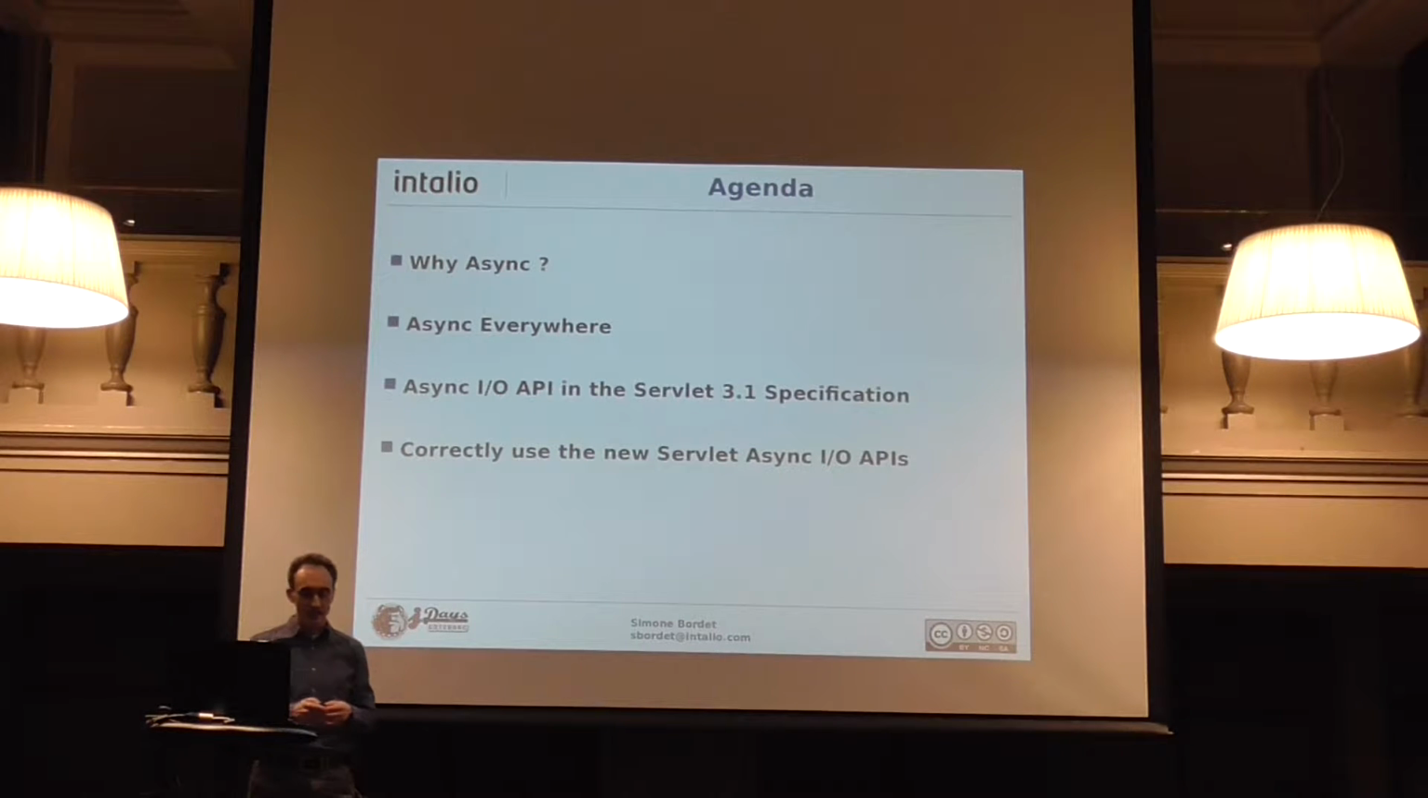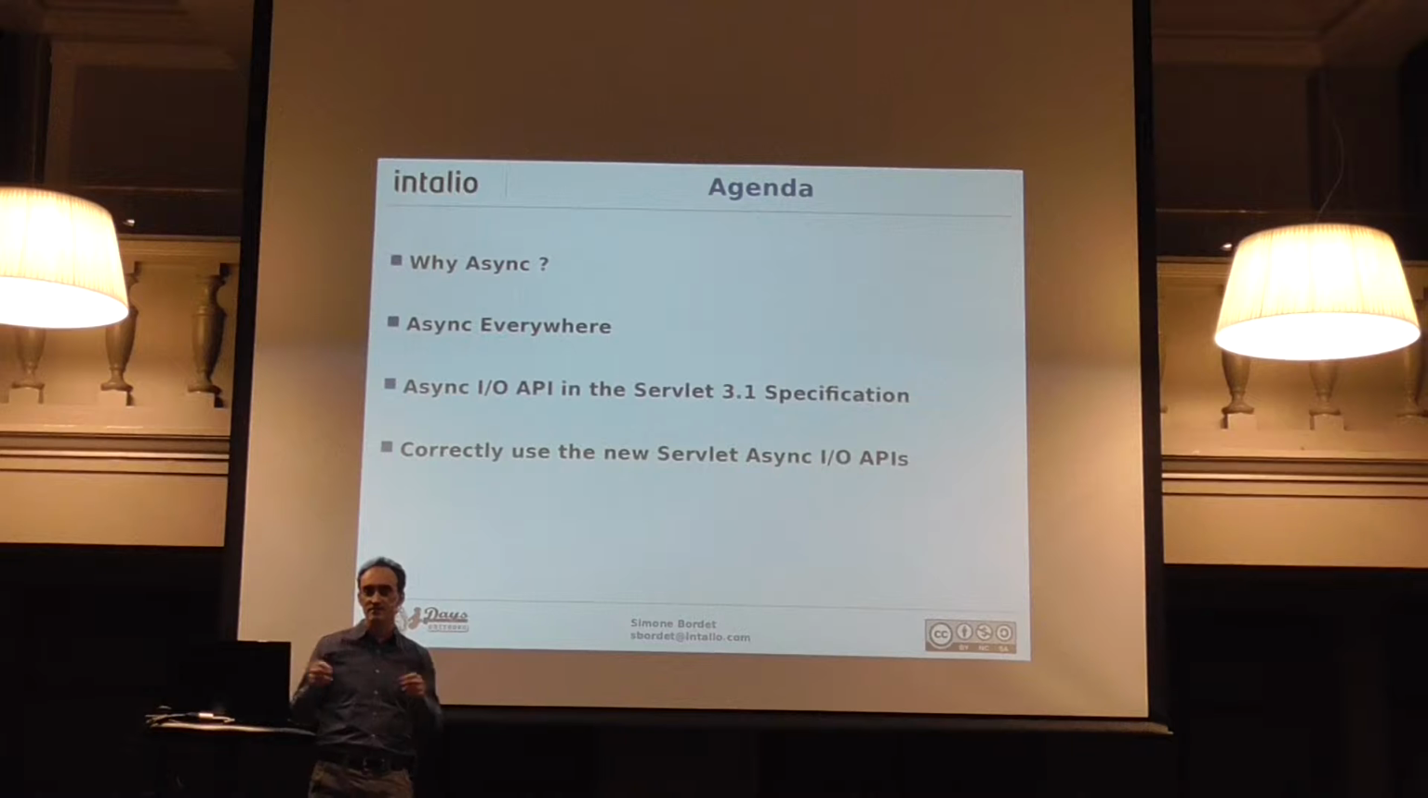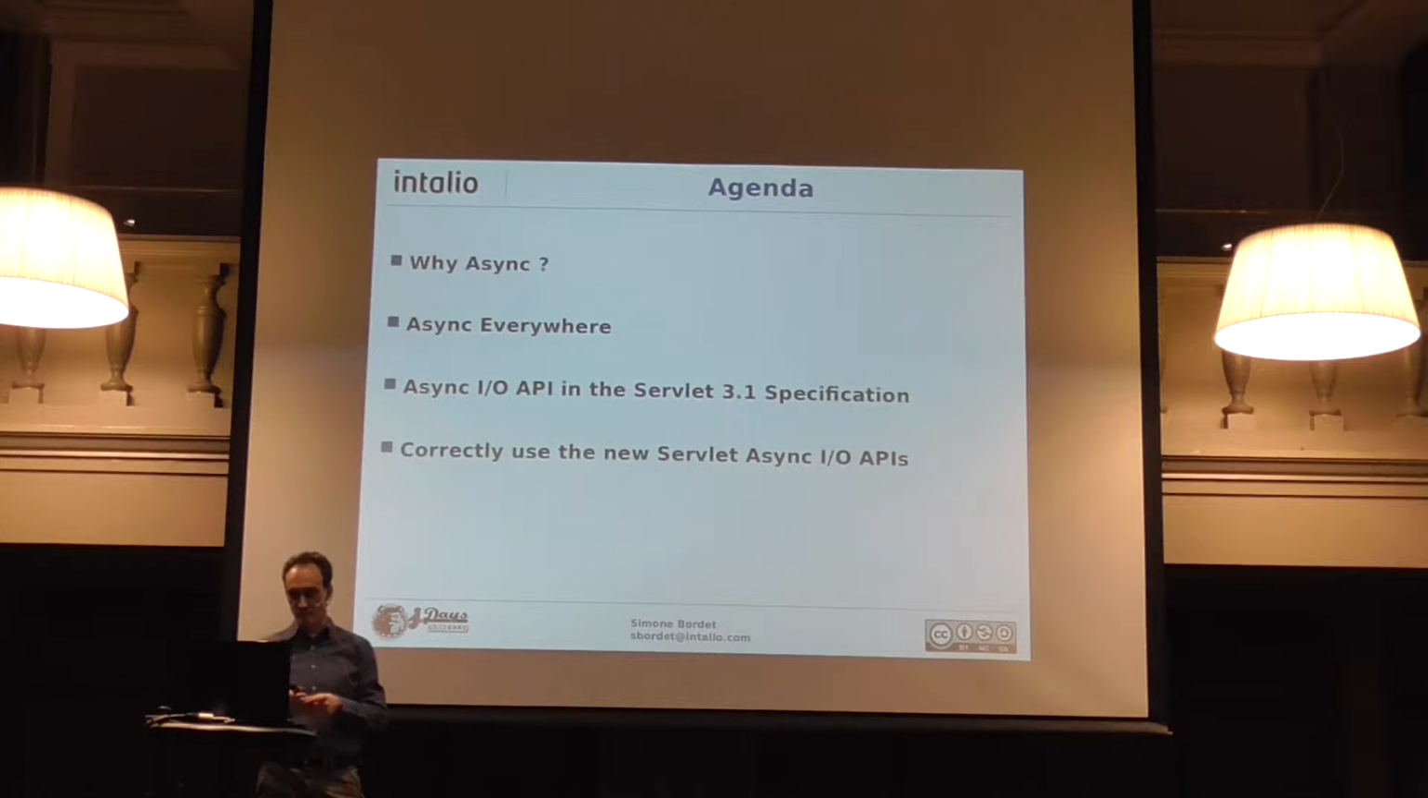So why async? This is the agenda, basically. We will see why we want to go async and why async is now pervading basically every application, every framework. And if you don't have async in its name, then it's not even worth looking at it. We will take a look at the evolution of the Asynchronous API, and we will see a number of examples of how this API can be used and what are the common errors that you can make in using these APIs.